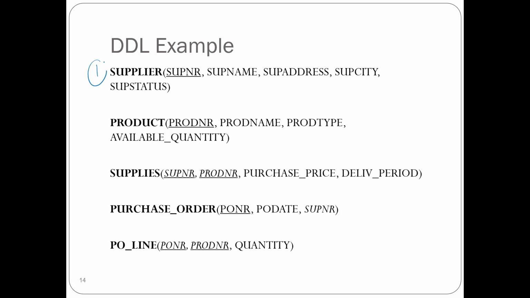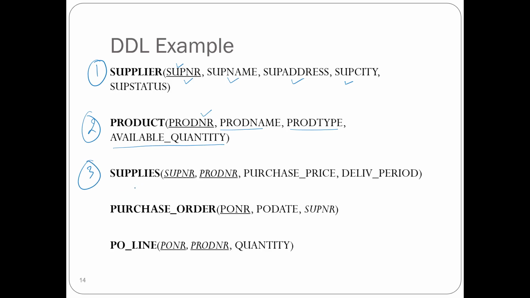In the relational data model now, we have a relation supplier, and the supplier relation has these attributes: SUPNR, SUPNAME, SUPADDRESS, SUPCITY, and SUPSTATUS, which can be easily mapped from the ER diagram. And SUPNR is our primary key for the supplier relation. The second relation is product, where we have the attribute PRODNR, which is for product number, and that's the primary key. Then product name, product type, and available quantity. Again, a very simple mapping from the ER model to the relational data model.